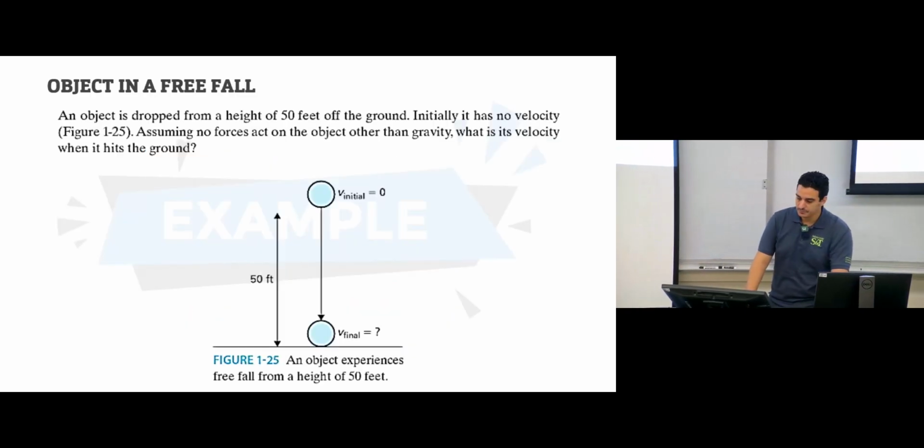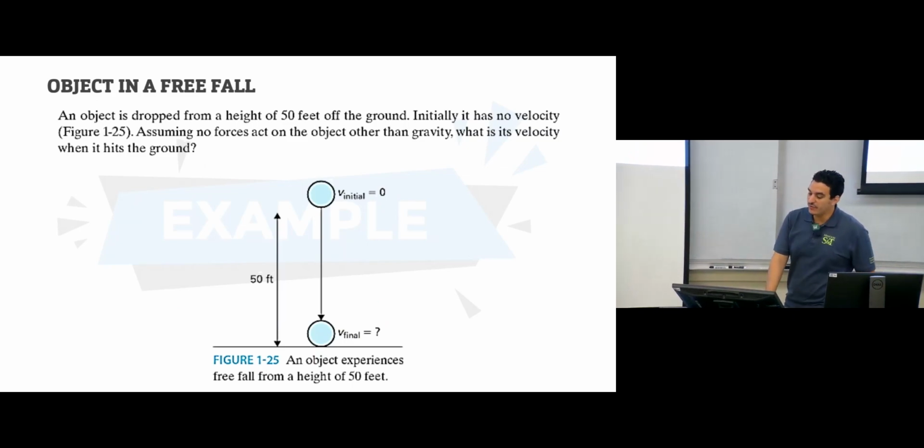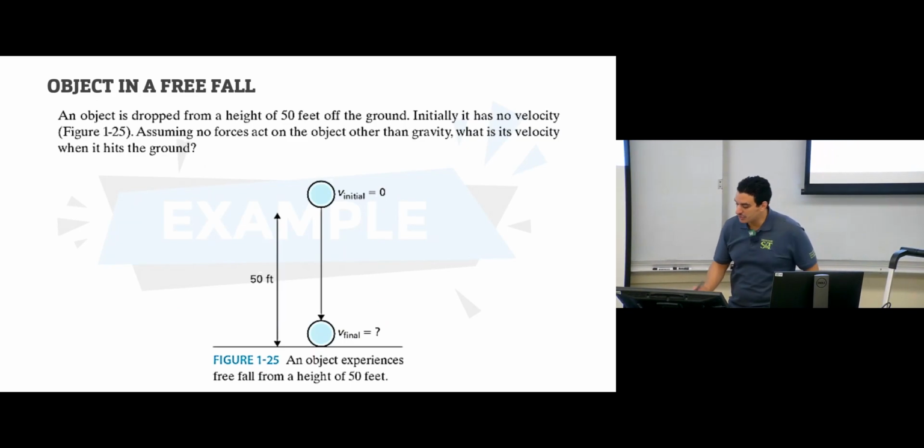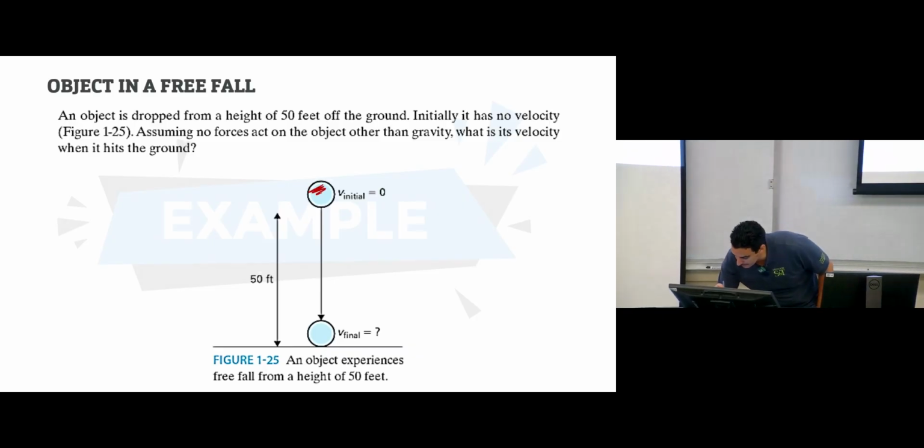Now let's see this example. We have an object. This object is dropped from a height of 50 meters. So we have an object.